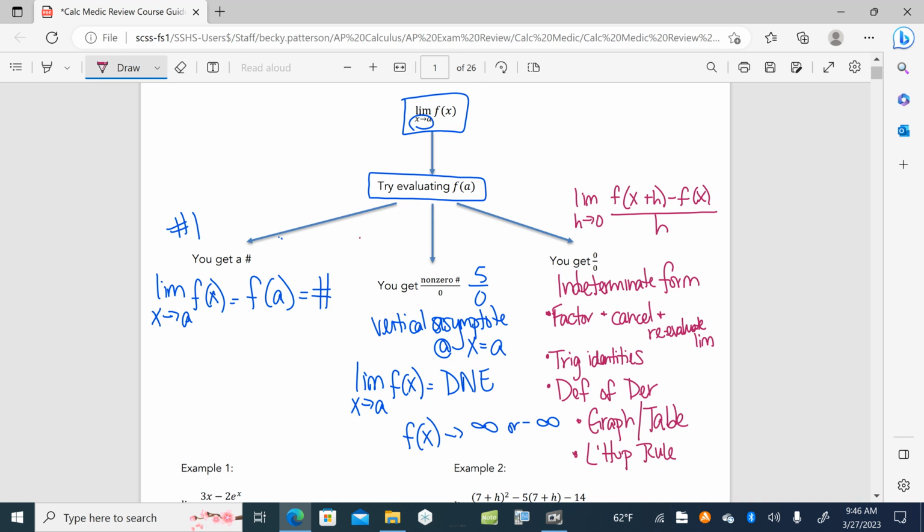So take a second and make sure that you have this organizational chart. When you're going to do a limit, the first thing you're going to do is try to just evaluate the limit, and sometimes that works. And then if it doesn't work, you're either going to get a non-zero over 0, which means you have a vertical asymptote, or you're going to get a 0 over 0, which is indeterminate form. And there are ways around that. You can factor and cancel. You've got your trig identities. You can use your definition of a derivative.